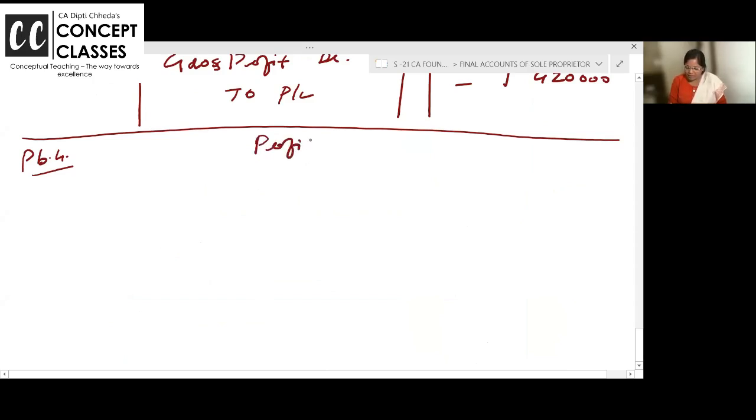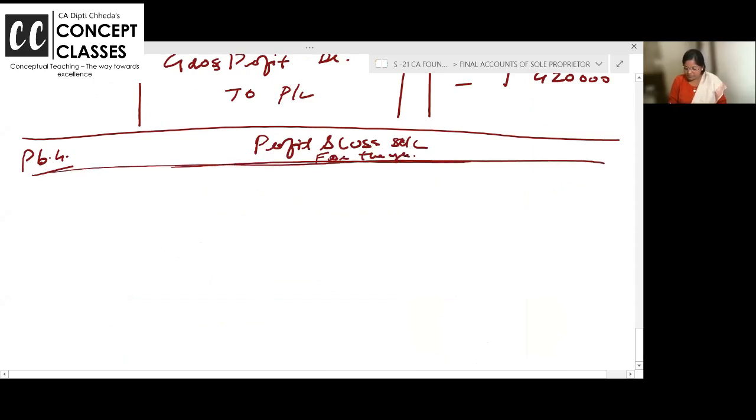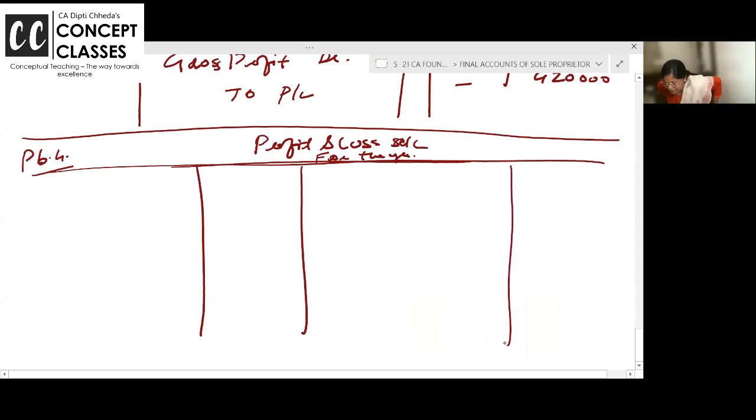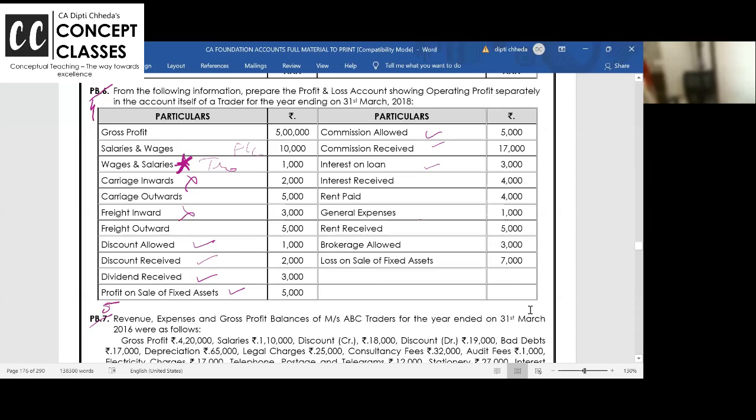Profit and loss account for the year ended. Yeah, just do the scaling. 2 minutes, I'll be back. You can post if you know the entries, where to post. Start doing, na? You'll get some good practice also. ये करो. देखते जाओ, लिखते जाओ.